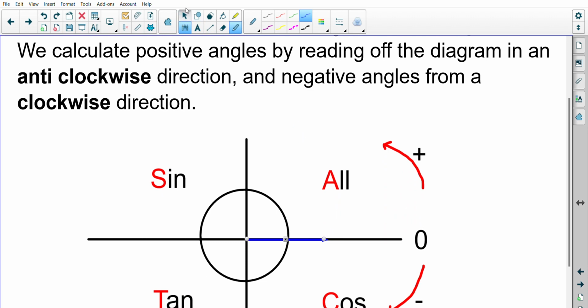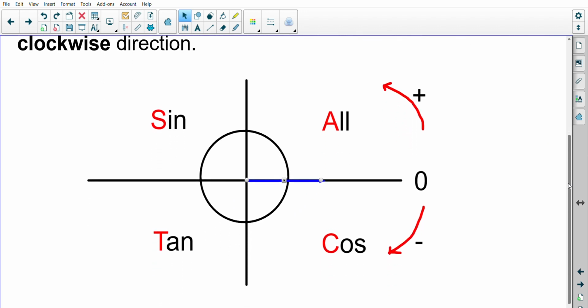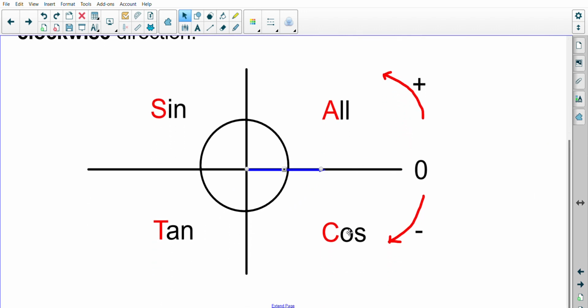So I would take this angle round in an anti-clockwise direction to read positive angles, and you always start from this side here for the positive x-axis. But I can also get negative angles by going clockwise from the positive x-axis, so all the way around like that. Okay, so anti-clockwise for positive angles, clockwise for negative angles. And the word CAST comes from this below, C-A-S-T.